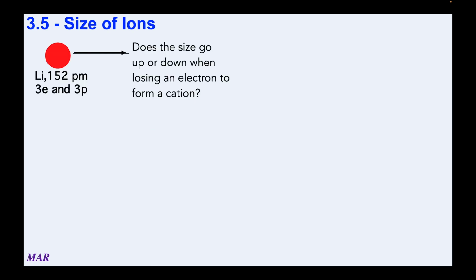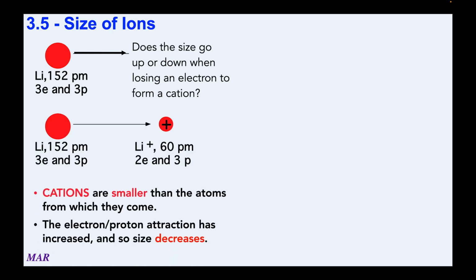Now, when it comes to ions, we have to distinguish here between cations, positive ions, and anions, negative ions. So if lithium goes to lithium plus, it loses an electron. And lithium plus has 2 electrons and 3 protons. So the protons are able to hold on to those 2 electrons a lot better than if you have 3 protons and 3 electrons. So notice that 152 picometers for neutral lithium goes to 60 picometers for lithium plus 1.